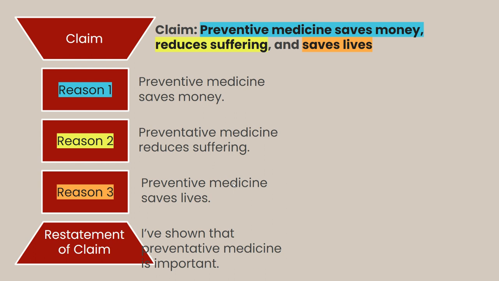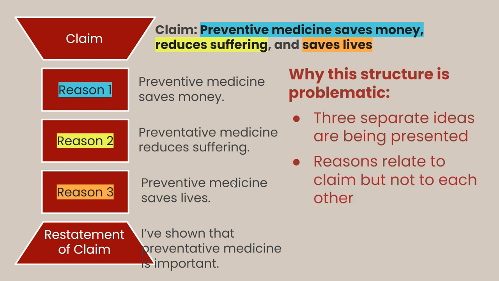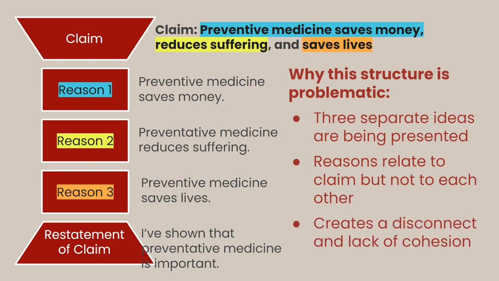This type of structure is problematic for a number of reasons. First, we have 3 separate ideas that are being presented. They all relate to the claim, but they do not relate to each other. Okay? They're just 3 separate pieces of evidence or 3 reasons. This creates a disconnect and a lack of cohesion.